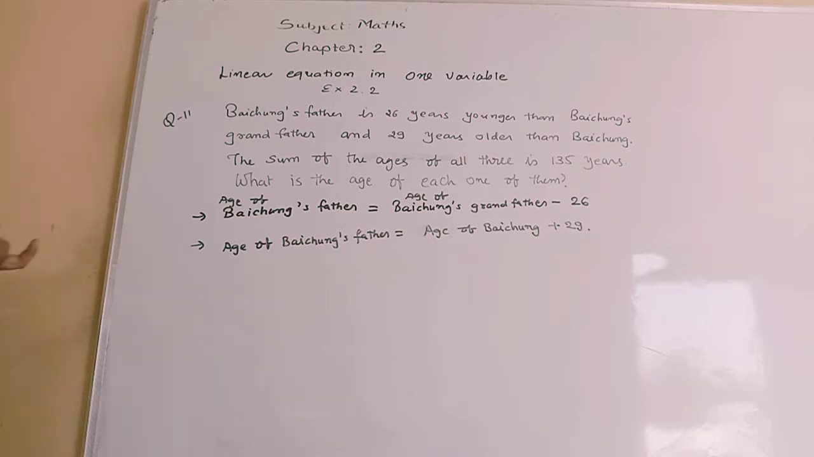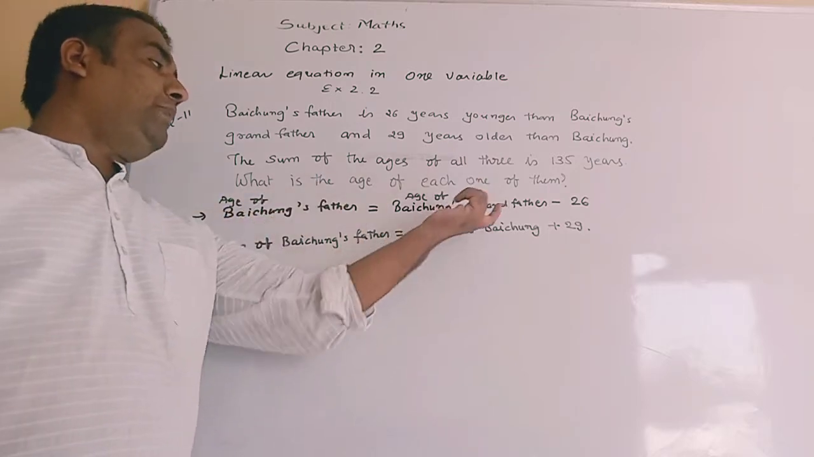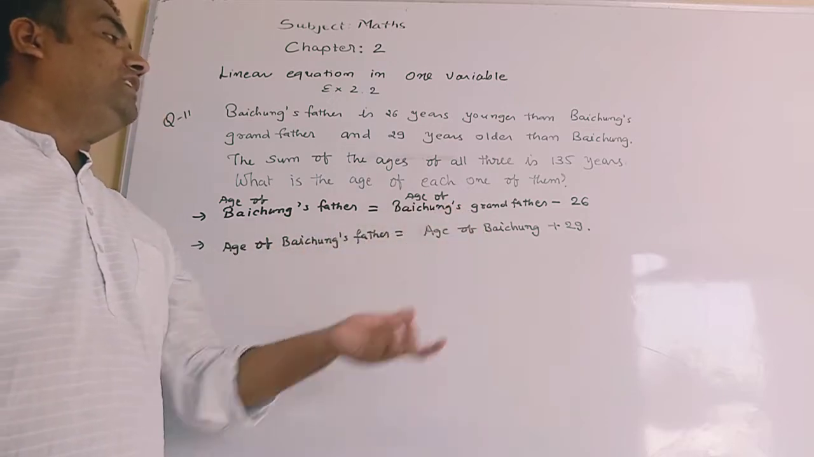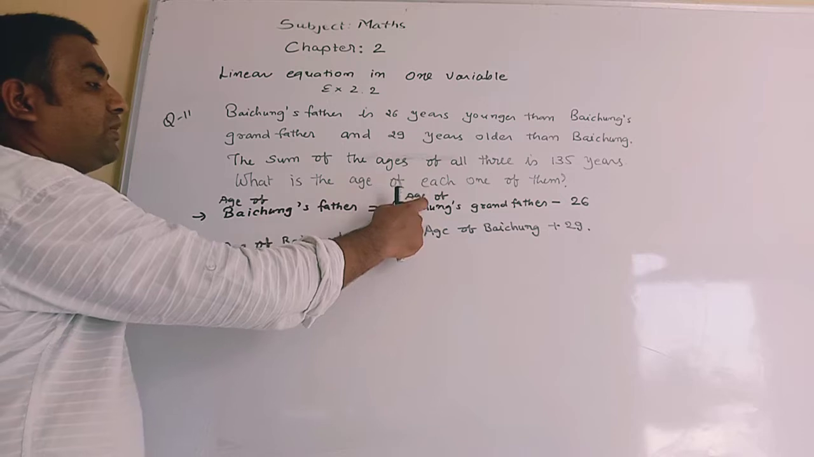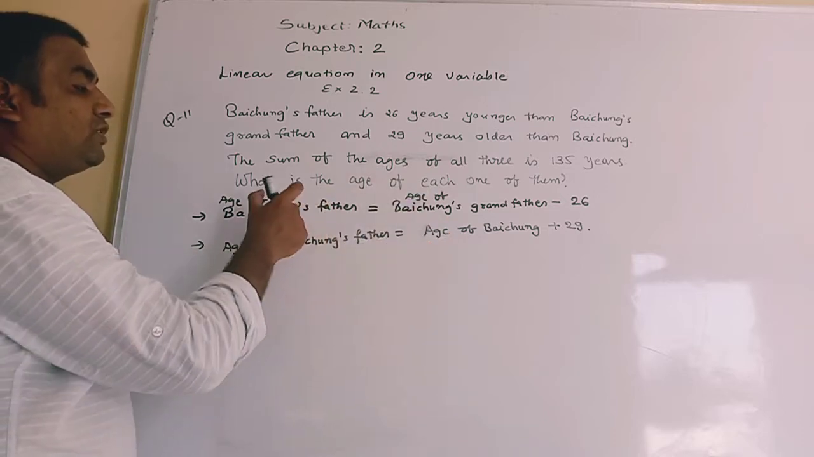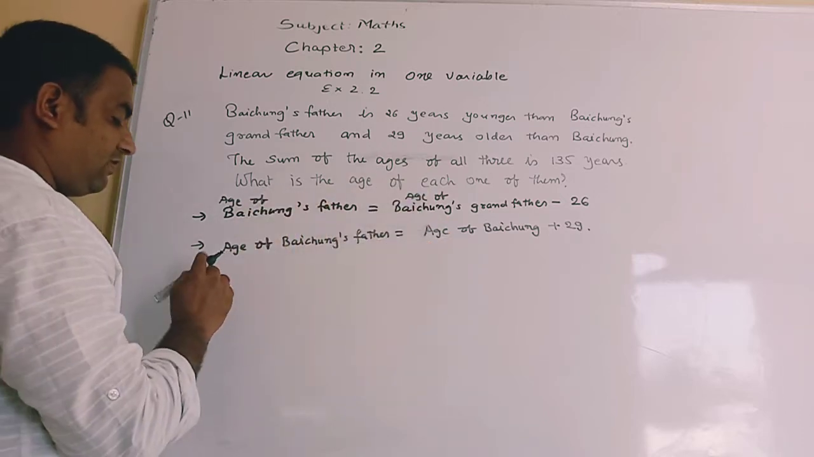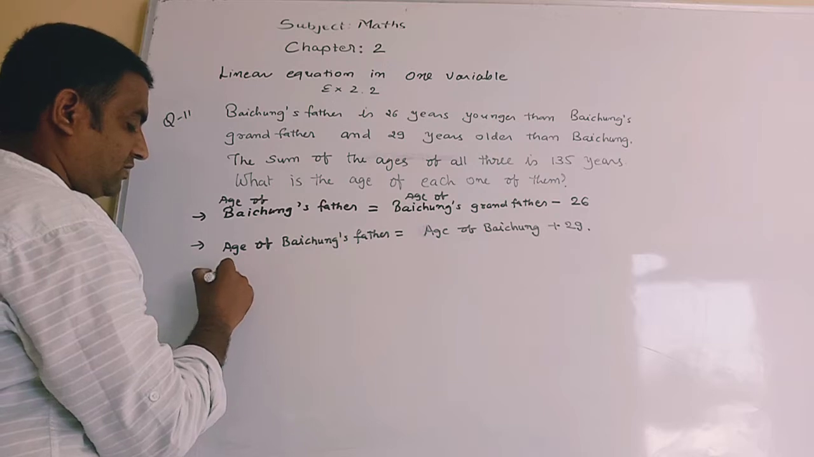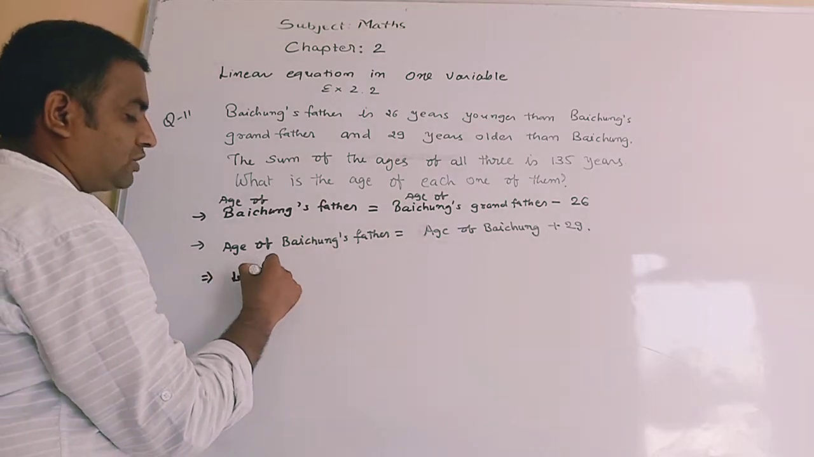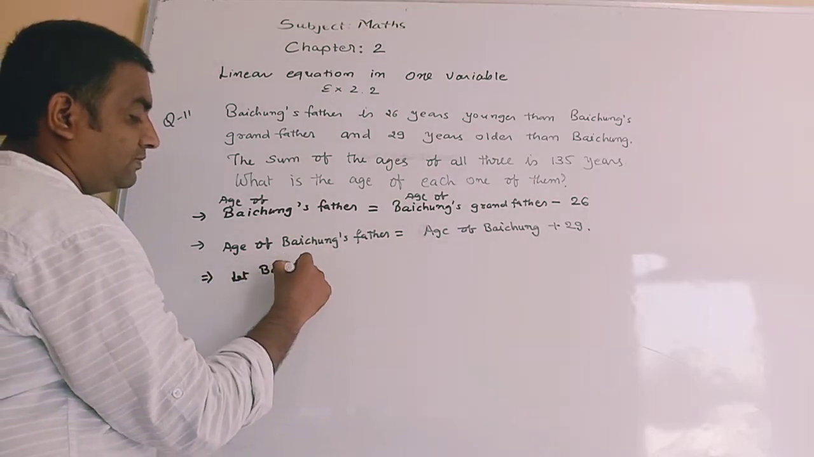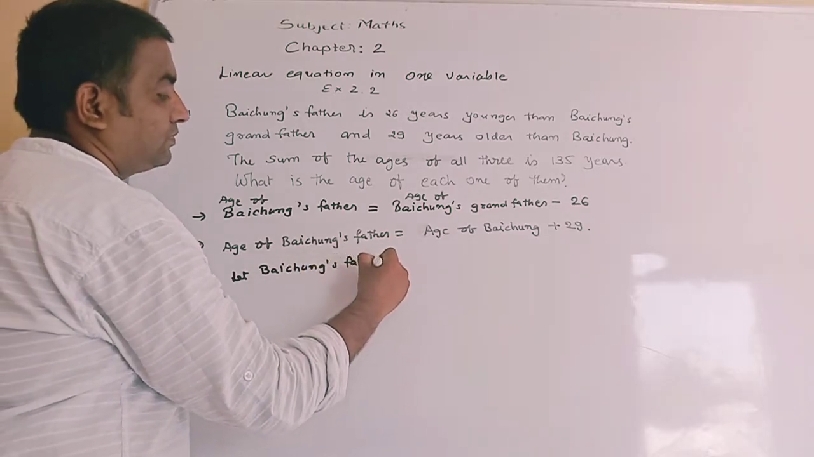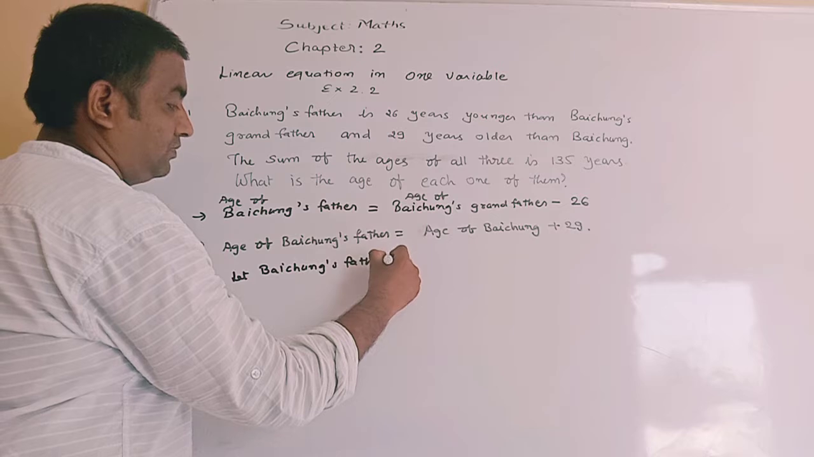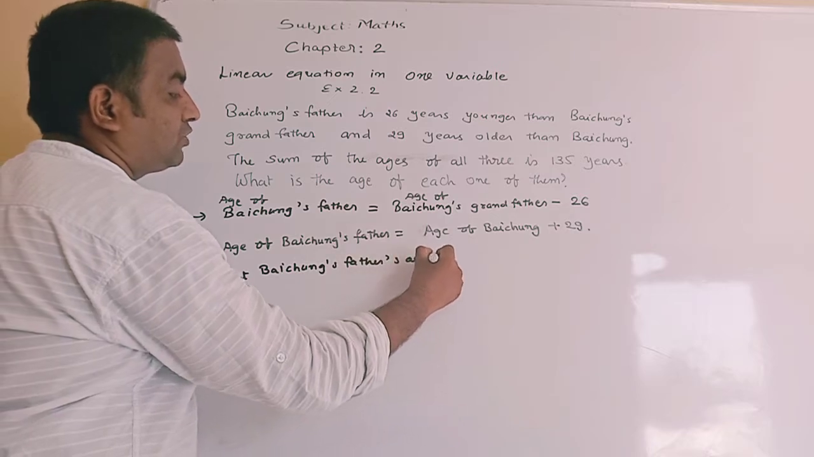So here we can see the relation between father and grandfather. Father and son is given. So Baichung's father's age relation with both the persons is given. So it is easy to take Baichung's father's age equals to x. So let Baichung's father's age be equal to x.